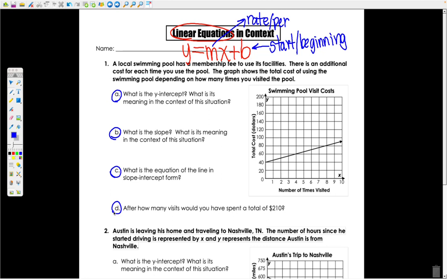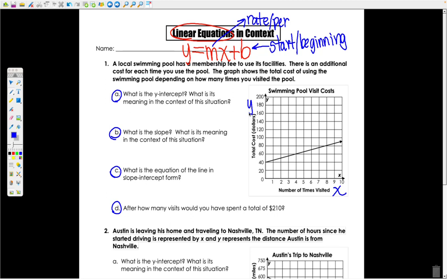So read the word problem. It says a local pool has a membership fee to use the facilities. There is an additional cost for each time you use the pool. So the graph shows the total cost of using the pool depending on how many times you visit, which means at the bottom, the number of times visited is our x-axis. The total cost is our y-axis because how much you pay depends on how many times you go.